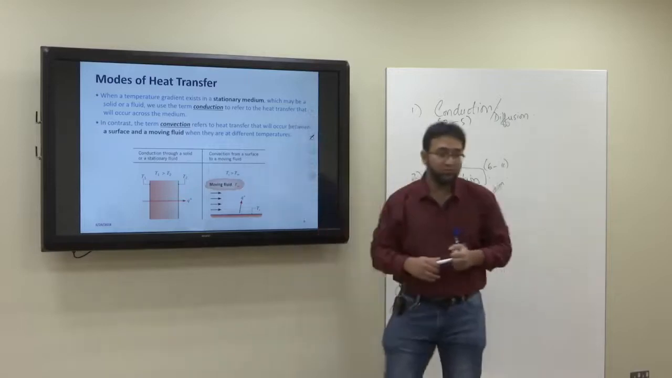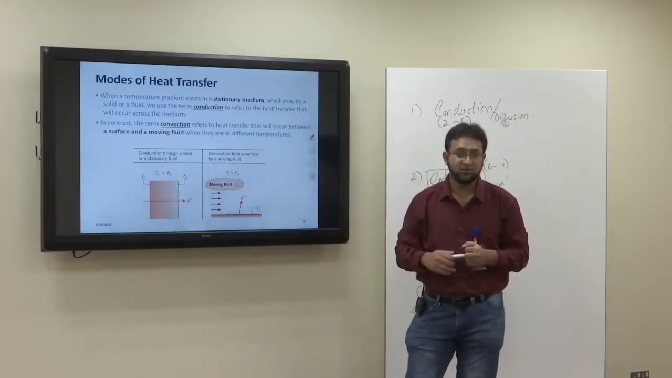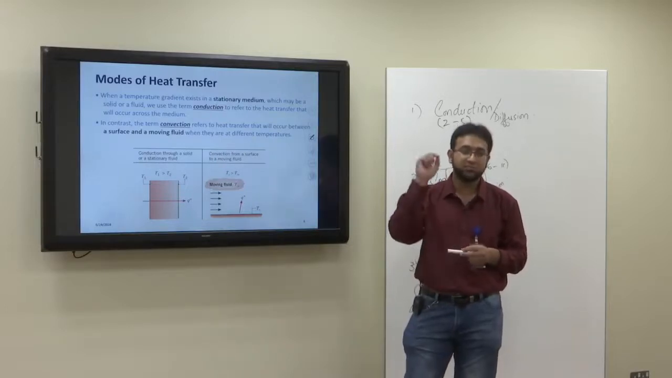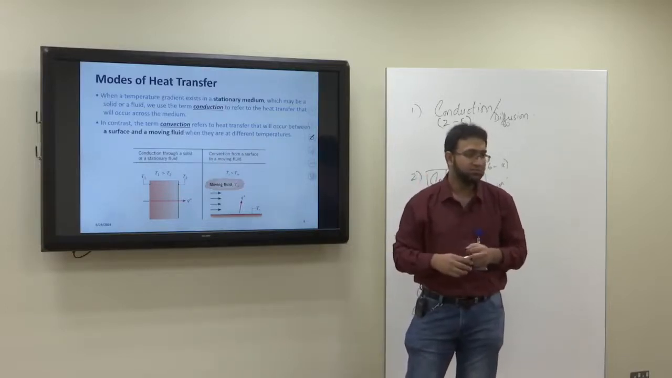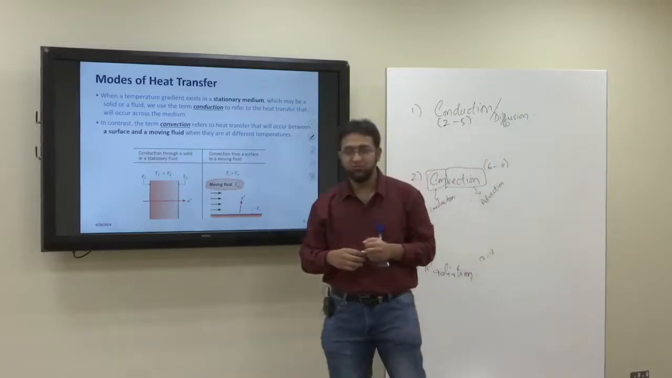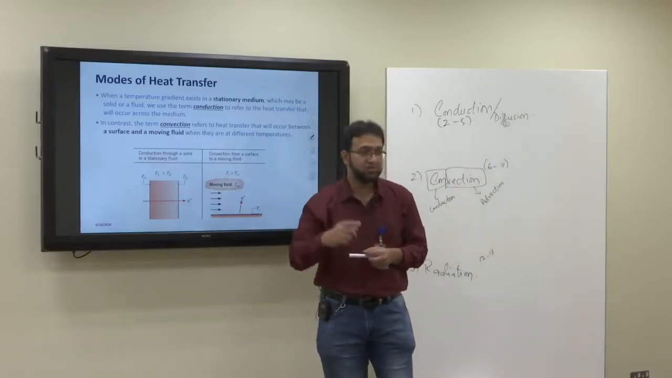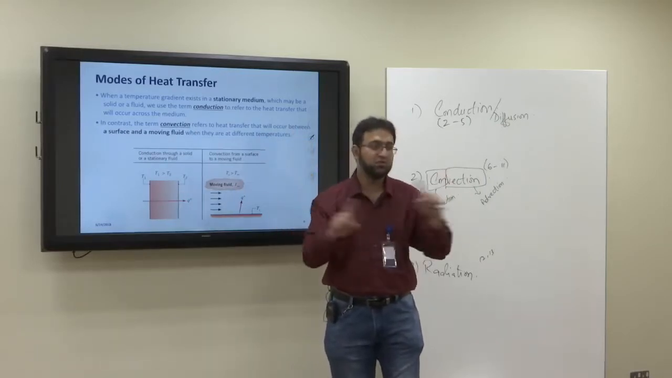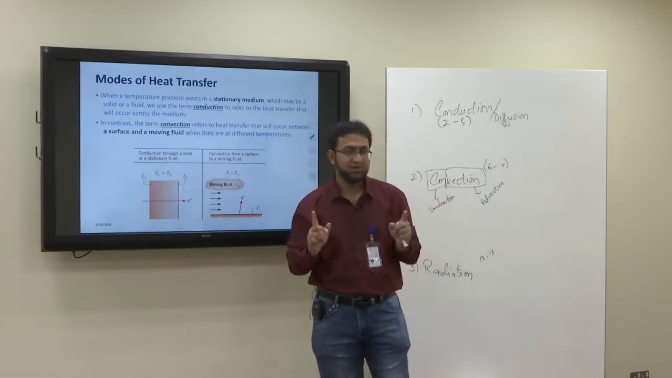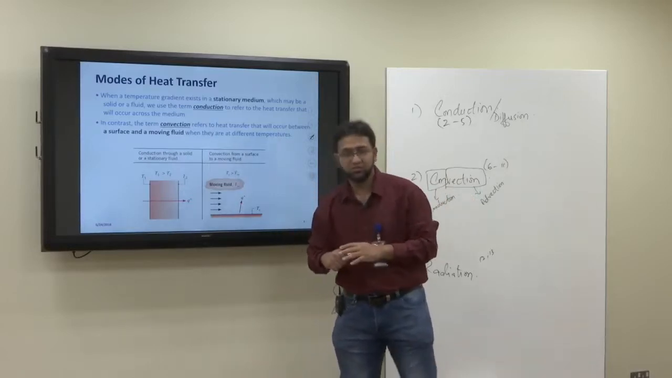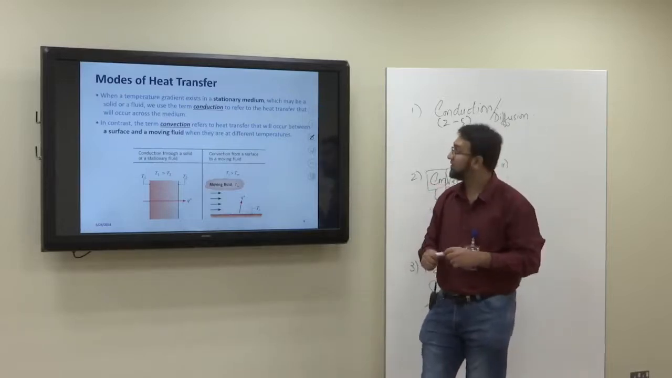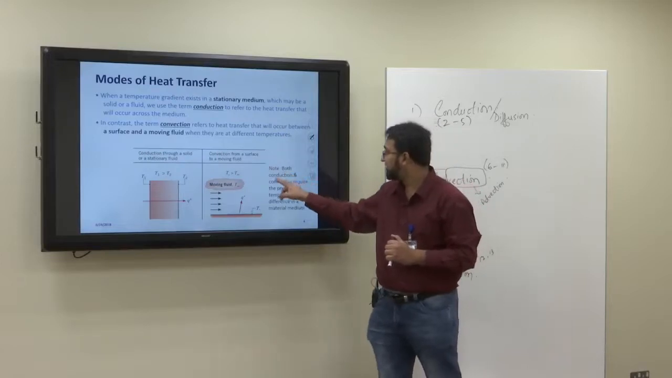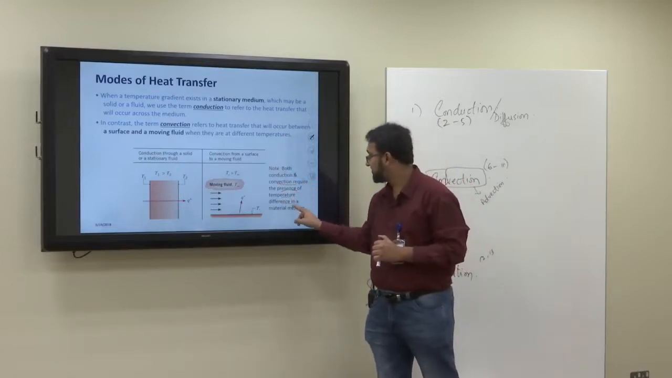Now for heat transfer, we have to understand one thing: a must requirement is that there must be a temperature difference. Heat will always flow from high temperature to low temperature, but there must be a temperature difference. If there is no temperature difference, then the heat will not transfer. So that's a must need. Both conduction and convection require the presence of a temperature difference in a material medium.